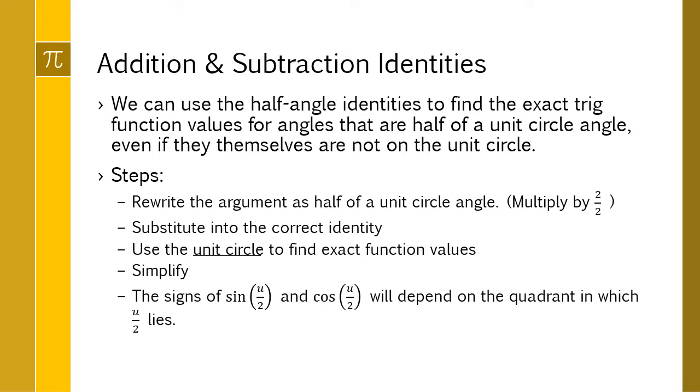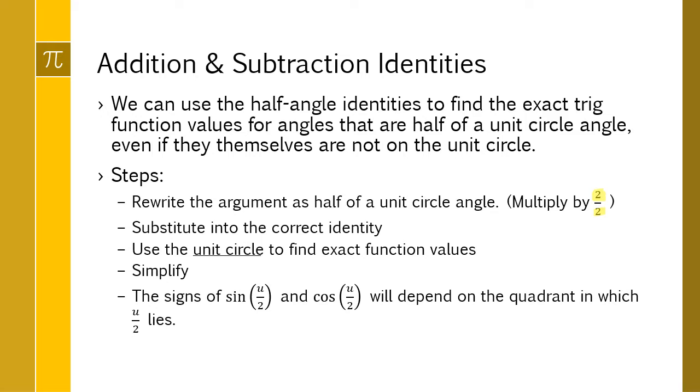So steps for doing this: you're going to start by rewriting the argument as half of a unit circle angle. So if you multiply by 2 over 2, then you'll have that form where you have some value of u in the numerator and 2 in the denominator. Then you would substitute into the correct identity, use the unit circle to find the exact function values, and simplify.